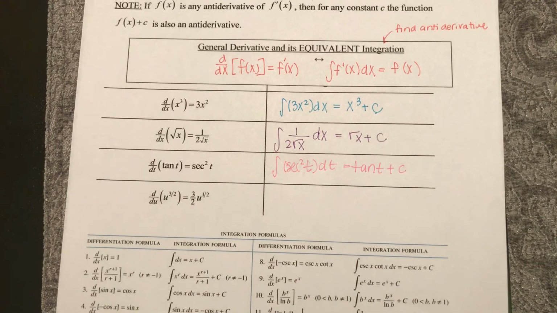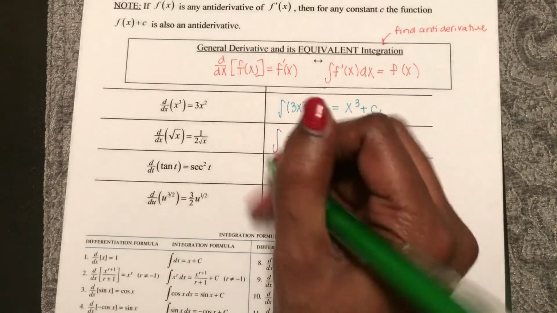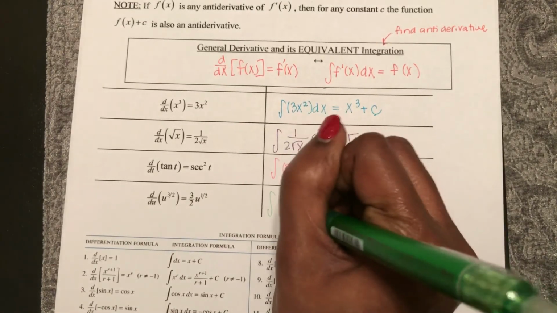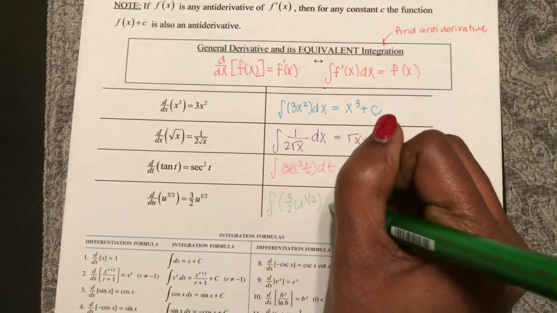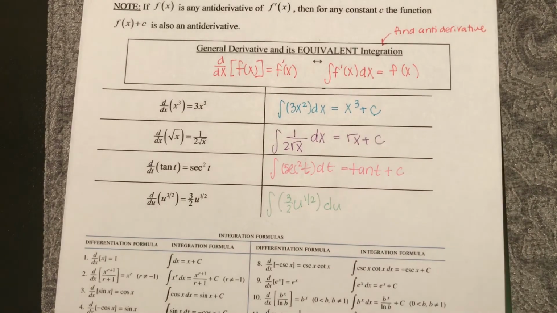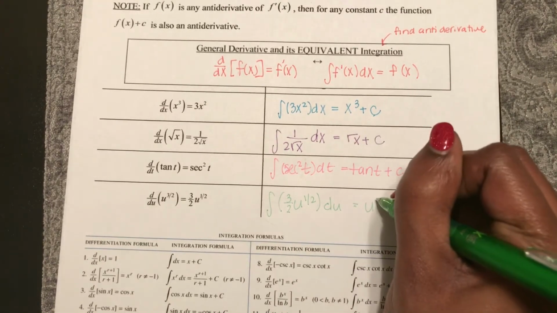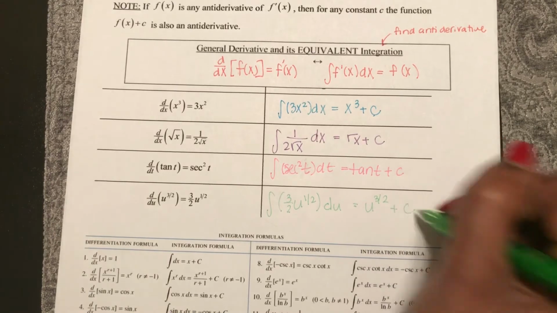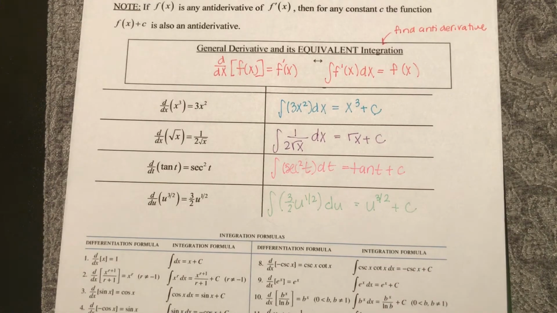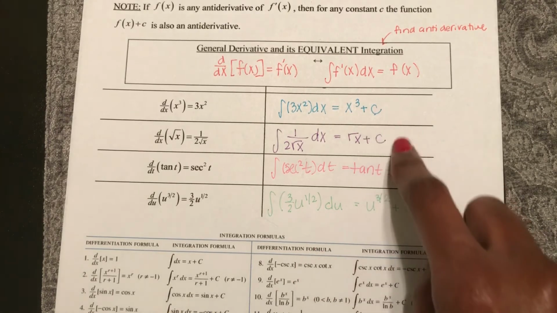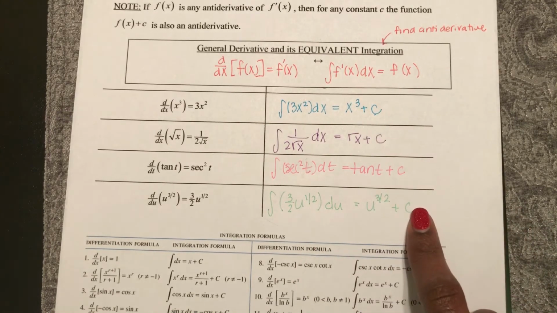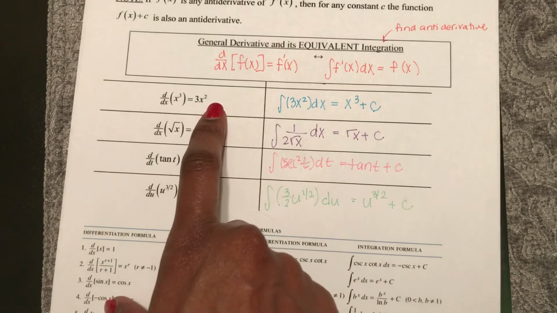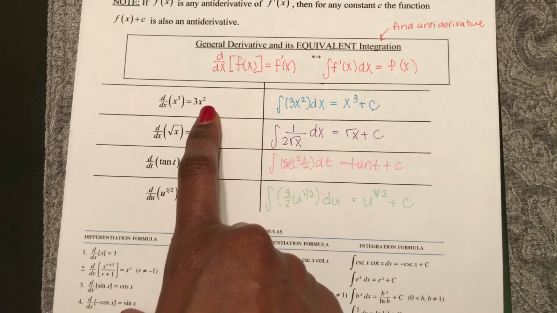And then last but not least, if this derivative is true, then the antiderivative in terms of u is equal to u to the 3 over 2 plus c. So keep in mind, whenever we are finding the antiderivative, we're working backwards from a given derivative, and we always add that constant on the end because the derivative of a constant could have been there to be 0.